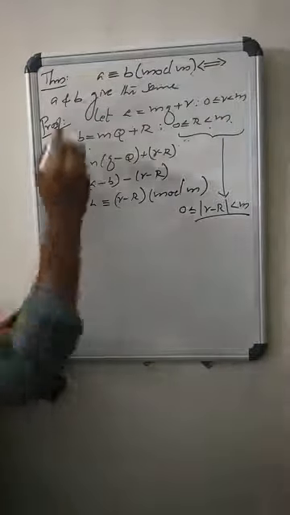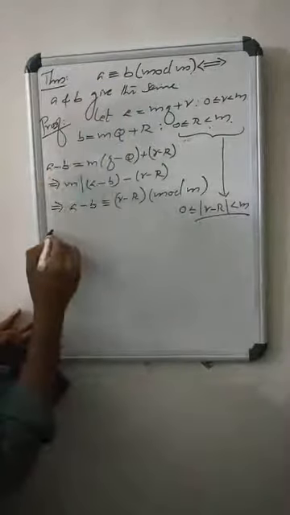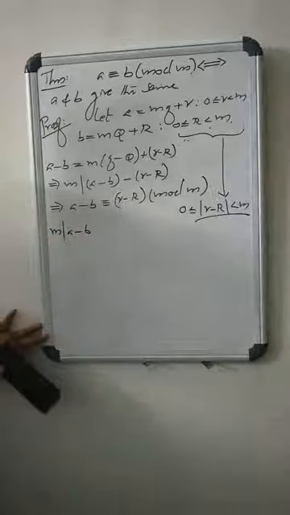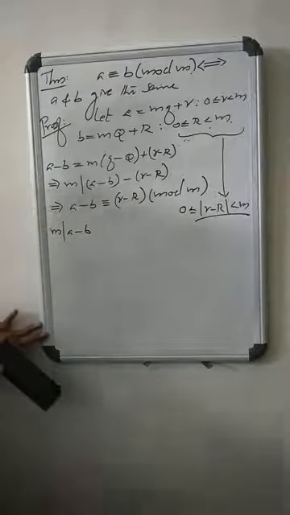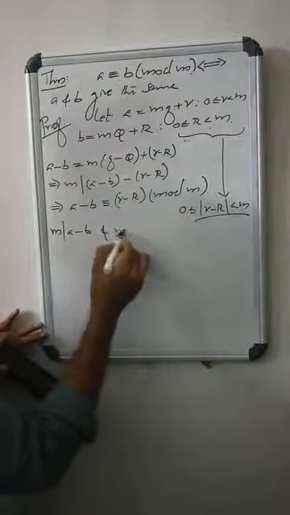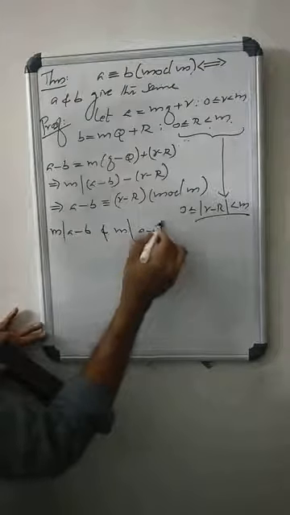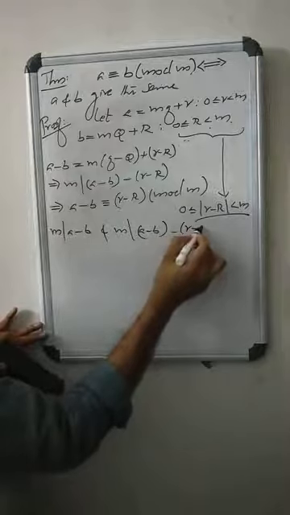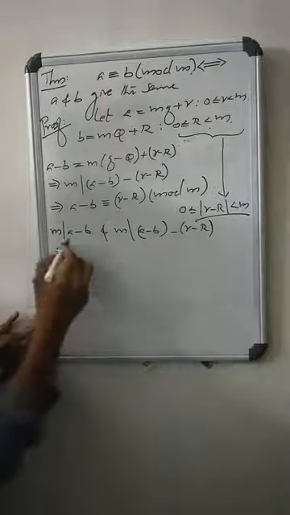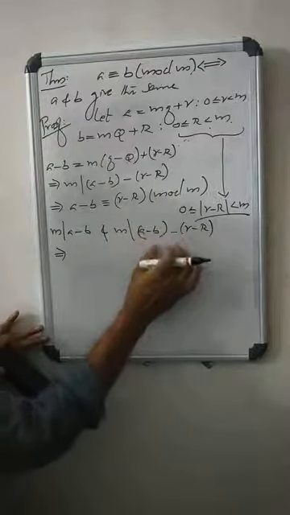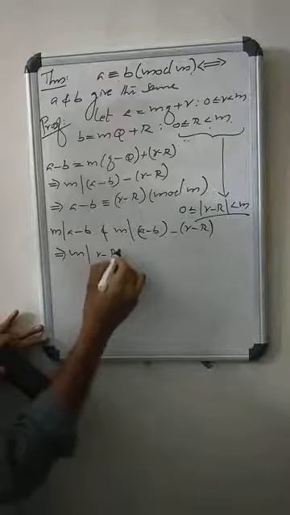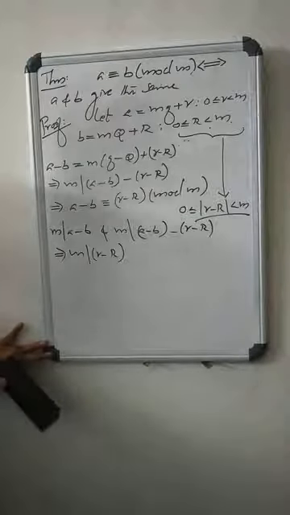But what is A congruent to? It is given that A is congruent to B mod M. That means M divides A − B. Clear? Also we have M divides (A − B) − (r − R). So from here M divides A − B, and M divides (A − B) − (r − R). Surely M divides r − R.